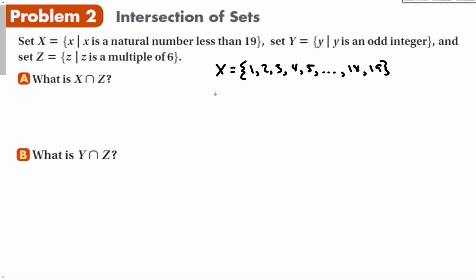Set Y is an odd integer. Odd integer means any negative and any positive number, so we're going to use ellipses like this. That's going to be -3, -1, 1, 3, 5, and we keep going. So set Y goes forever in both directions. Set X is limited between 1 and 19. Natural number less than 19, so we're not going to include 19.